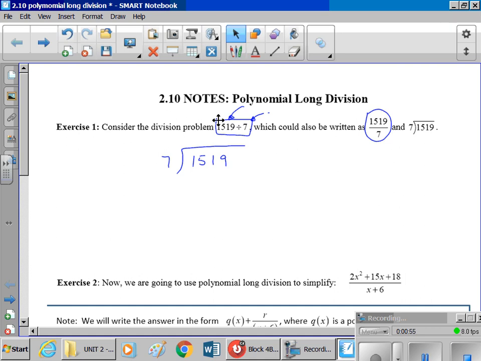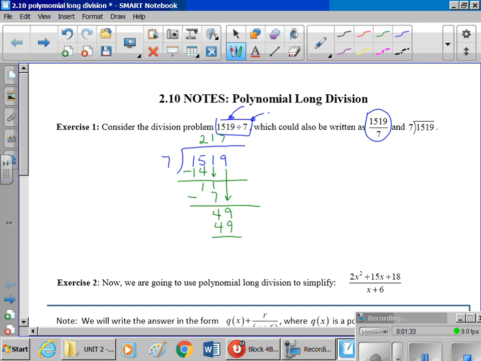So we ask ourselves, 7 goes into 15 how many times? Well, 2 times, because 7 times 2 is 14. Now, the rule is now you subtract them, and 15 minus 14 is 1, and then bring down the 1 from here. 7 goes into 11 once, which is 7. And now again, we're going to subtract, and 11 minus 7 is 4, and now bring down the 9. And 7 goes into 49 7 times, 49 with a remainder of 0.